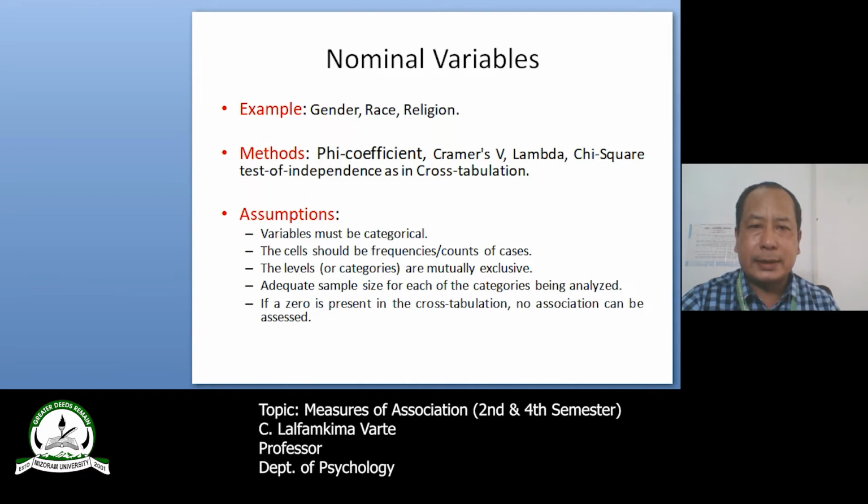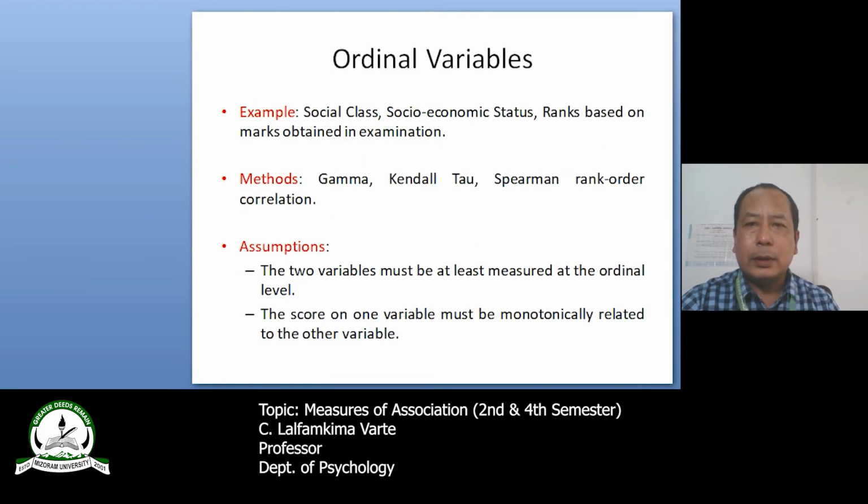Number two, the cells should be frequencies or counts of cases. The levels or categories are mutually exclusive. Adequate sample size for each of the categories being analyzed. And finally, if a zero is present in the cross tabulation, no association can be assessed. The nominal level measurement is the lowest level that can be used from a statistical point of view. The nominal type differentiates between items or subjects based only on their names or categories, that is identification, and other qualitative classifications they belong to.